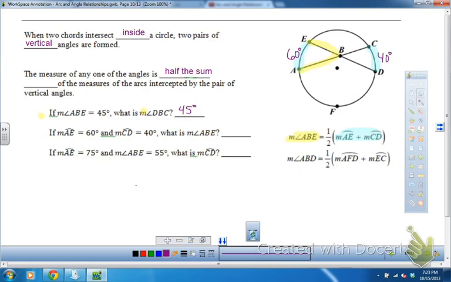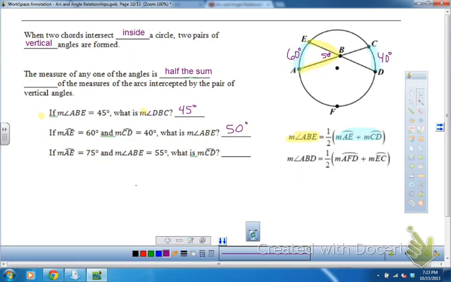It may help you to write in those numbers. And so if you add those two numbers together, you get, of course, 100. 60 plus 40 is 100. If you take half of that, that would give you 50. So the measure of that angle would be 50 degrees.